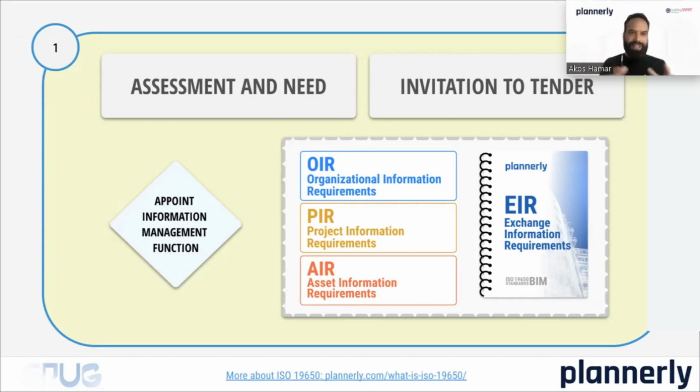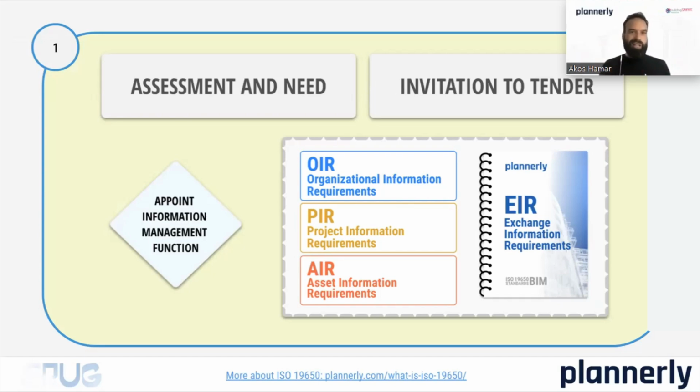Once we have this person in place, then we can start putting together the documents, which are the basic starting documents for our project: OIR, AIR, PIR. So OIR meaning the organizational information needs or requirements. What is the reason why the organization operates at all? Those are kind of things. How do they do business? What are the principles for that organization? Those kind of things go into the OIR.